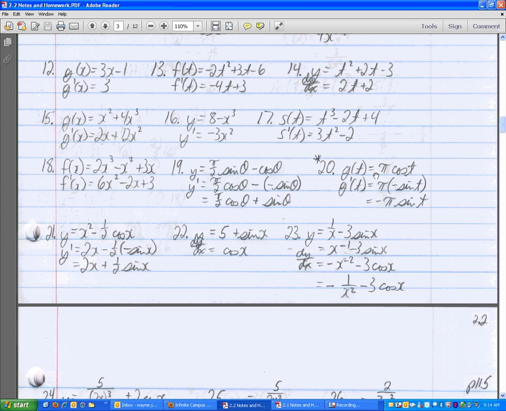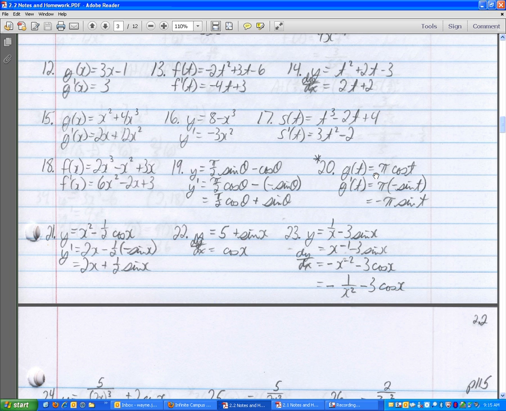All right, on 14, we got y equals t squared plus 2t minus 3. So the derivative of that, using whatever notation you want, I use dy dx, would be derivative of t squared. Use the power rule. That would be 2t to the 1, or 2t. The derivative of 2t, using the combination rule, would be 2t to the 0, but t to the 0 is 1. 2 times 1 is 2. And then the derivative of negative 3 is 0. So that's how we get dy dx.